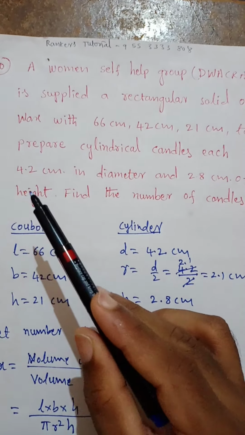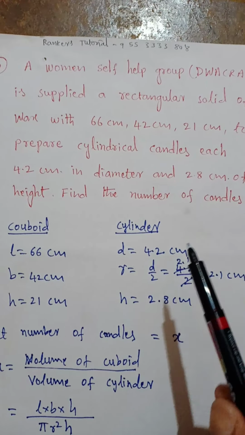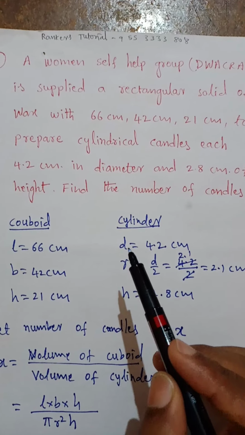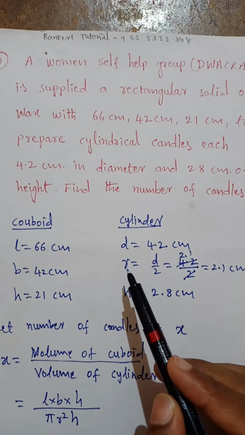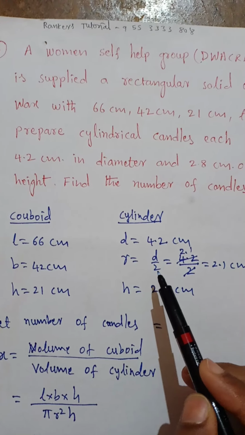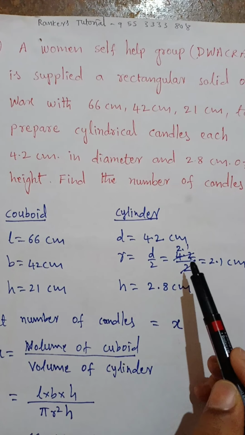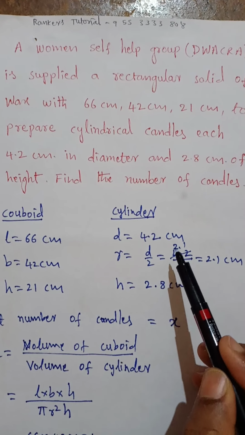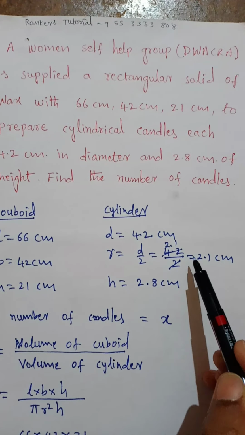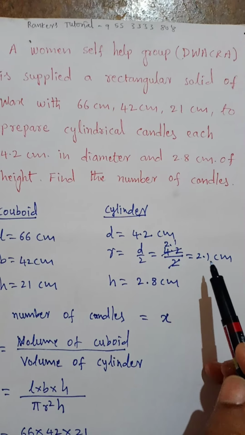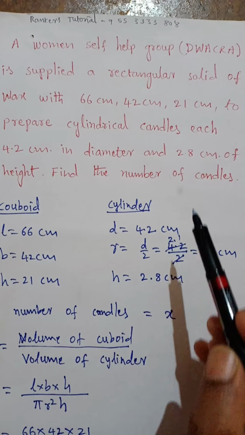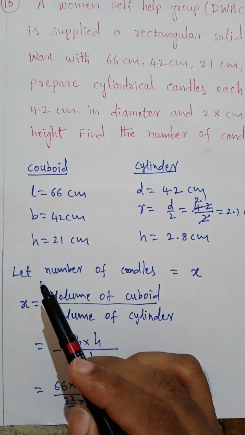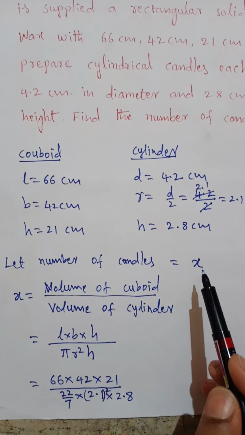So diameter d equal to 4.2 centimeters. Using the diameter we have to find the radius. So radius formula what? r equal to d by 2. So d equal to how much is there? 4.2, 4.2 divided by 2. So do the cancellation: 2 ones are 2, 2 twos are 4, 0.21. So 2.1 centimeters. Radius equal to 2.1 centimeters. Then h equal to 2.8 centimeters. Now let the number of candles equal to x, you take.